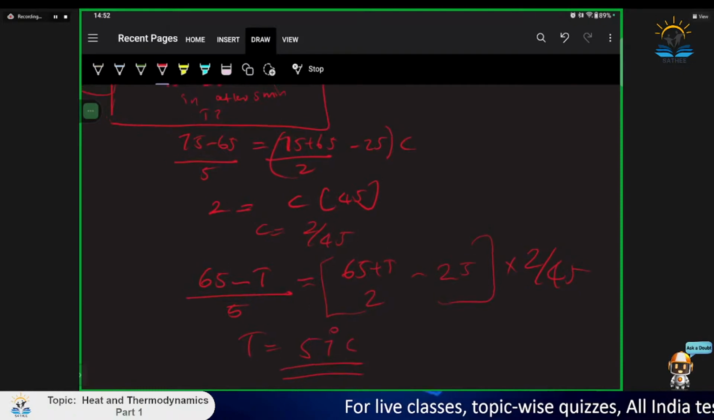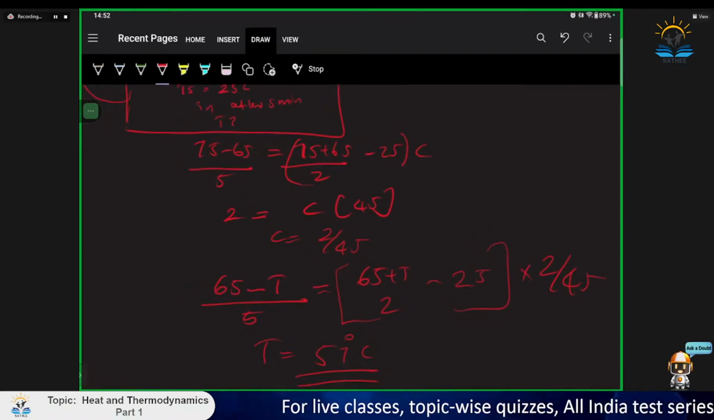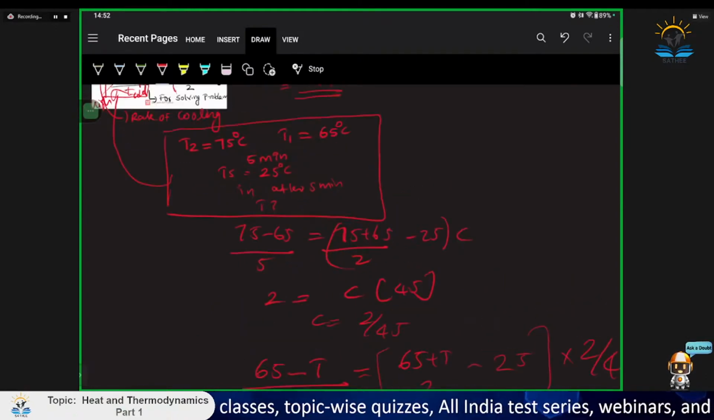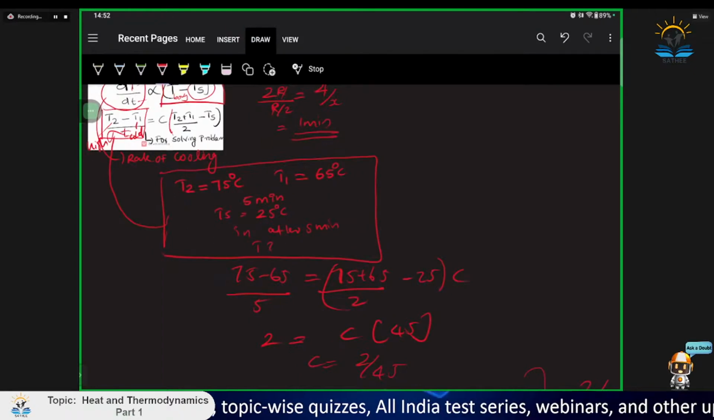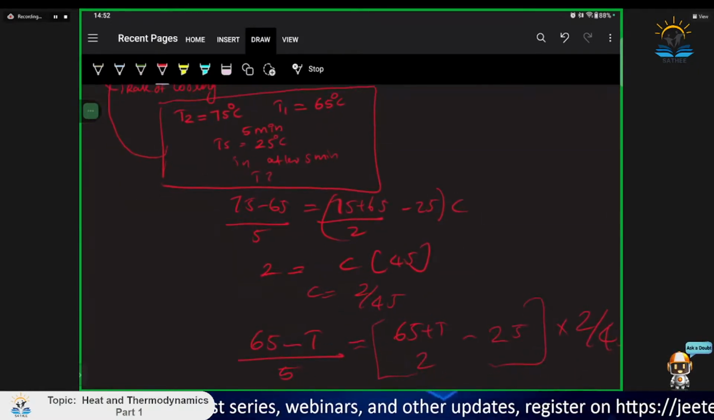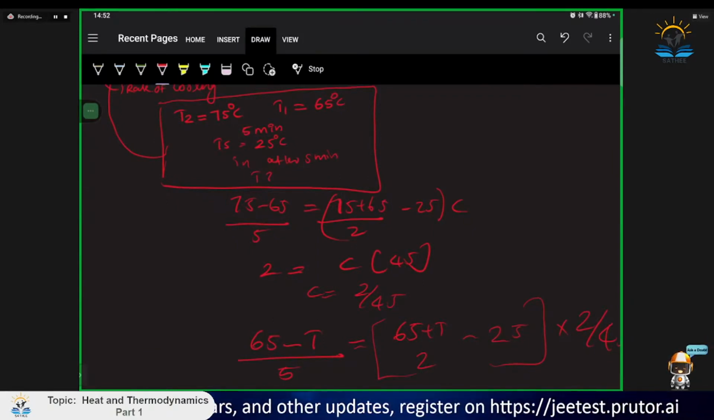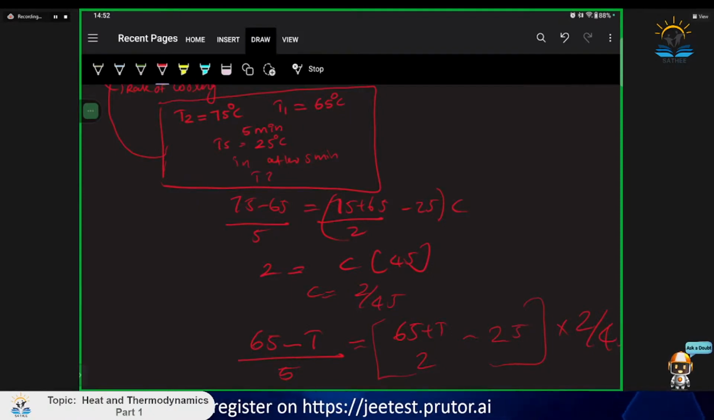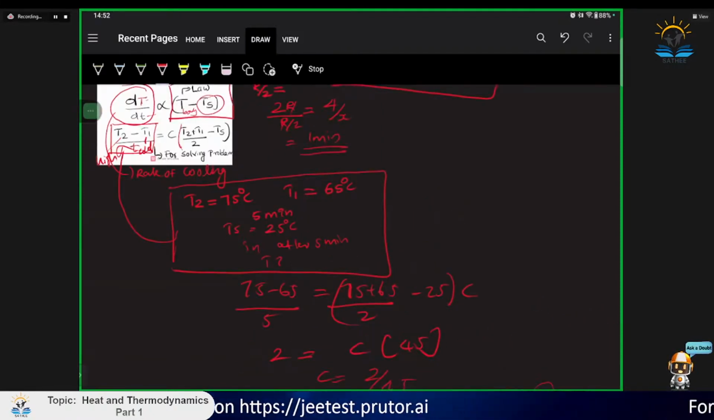Okay. This is how we solve Newton's law of cooling using average form. Okay. Average form. So the temperature, in this time, what will be the temperature of that body after a particular time? Okay. So we will put an equation. With this, we can solve everything. Newton's law of cooling. It's a mostly asked question in JEE-Mains. Okay.